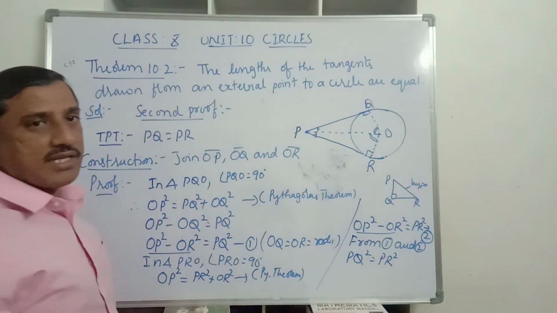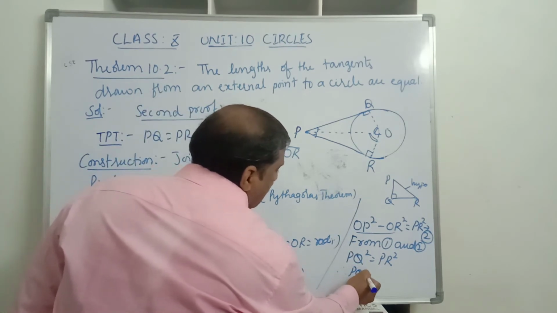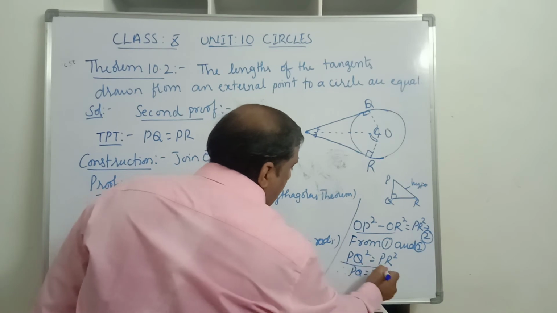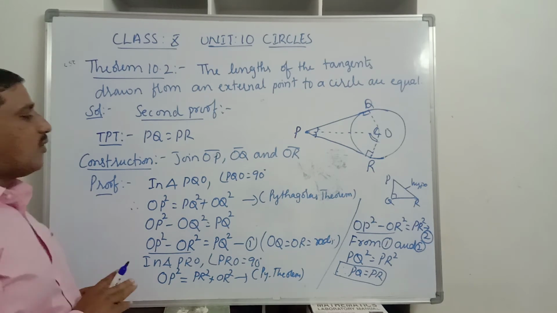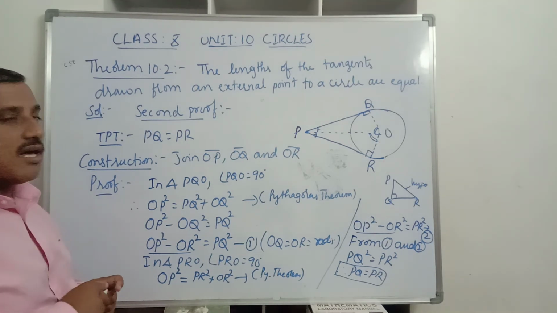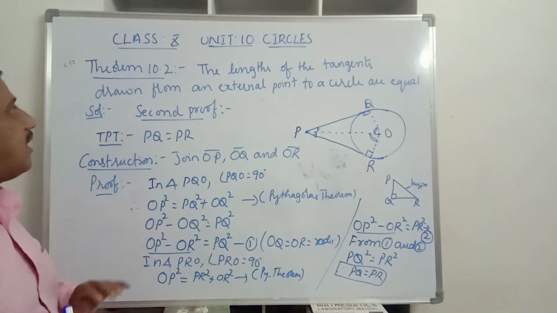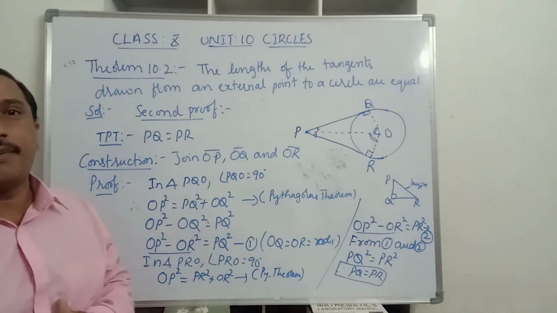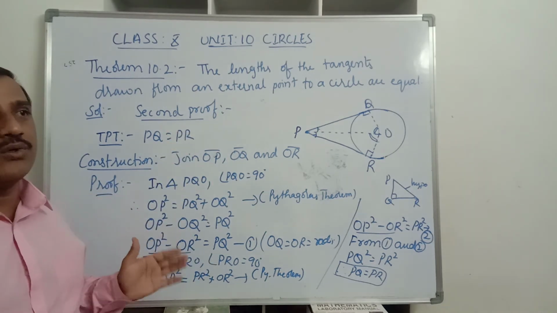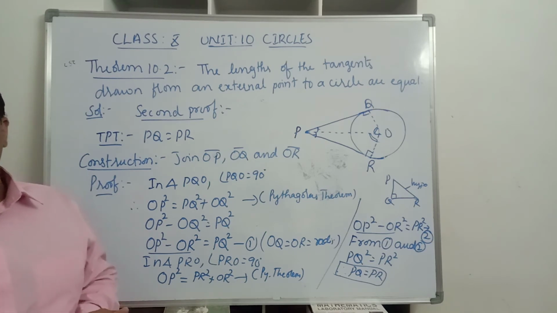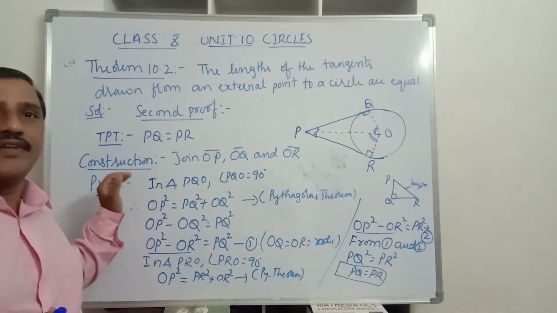Now apply square roots on both sides. By applying square roots we get PQ is equal to PR. Hence it is proved. Like this we prove it by using the Pythagoras theorem. In the examination there is a possibility of the same question being asked: prove this theorem by using Pythagoras theorem. Then you should use this proof. If they don't mention to use Pythagoras theorem or congruency properties, you can choose any proof and write it. Is it clear, children, how to prove?